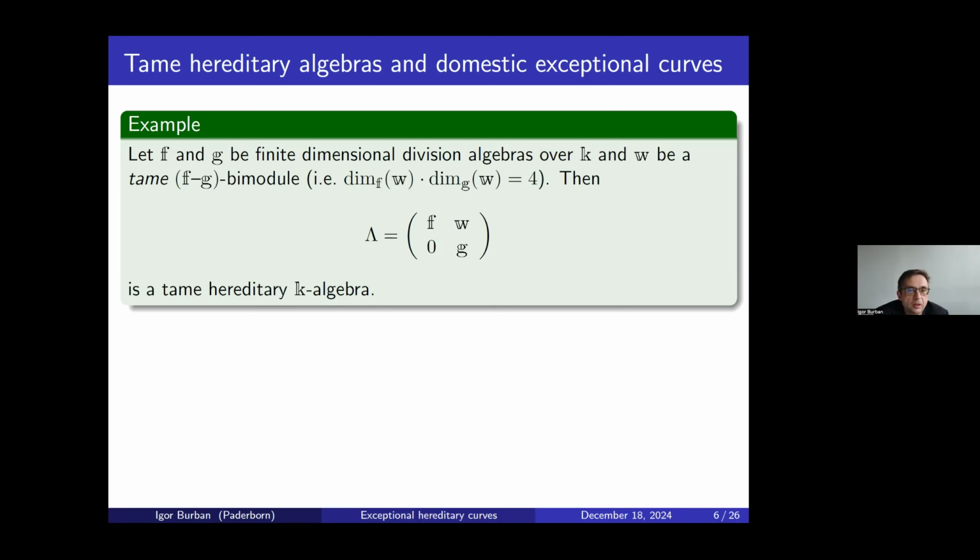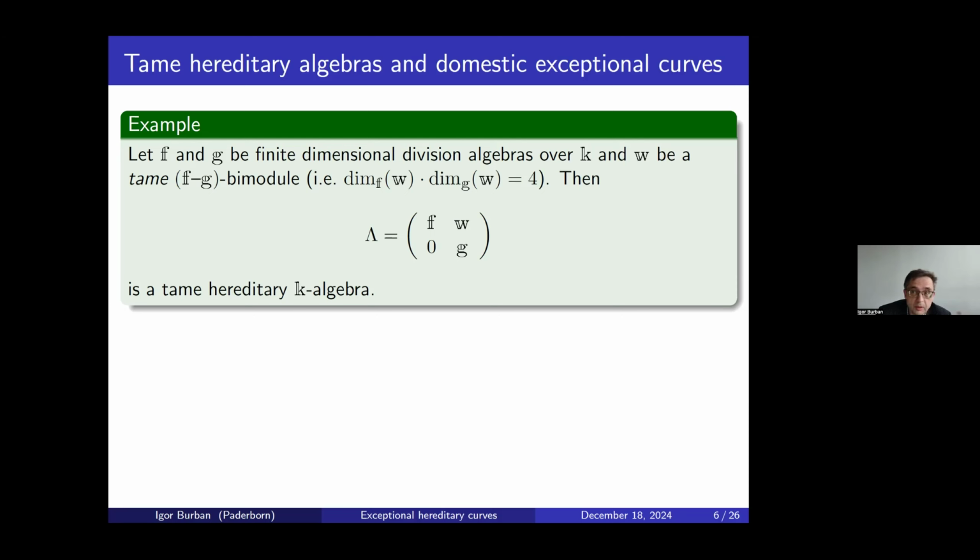And then there is a condition which might look a bit strange. I want this assumption on the dimensions of my bimodule over both skew fields. But it is precisely the assumption fixing representation type. So if the product of these dimensions is less than 4, we are in a finite type, and otherwise we are in a wild type. So one can show this algebra is hereditary and also tame.